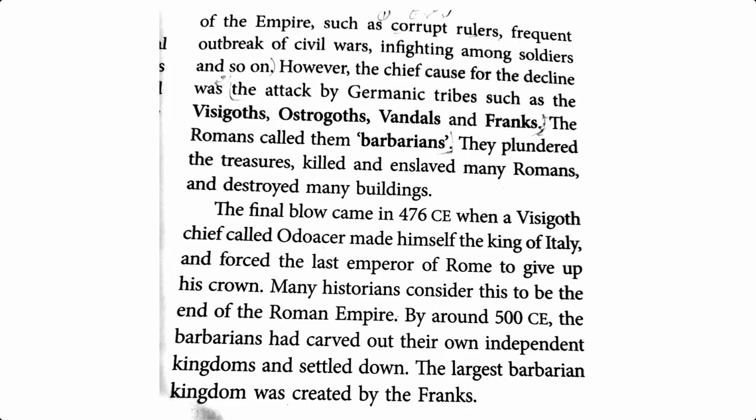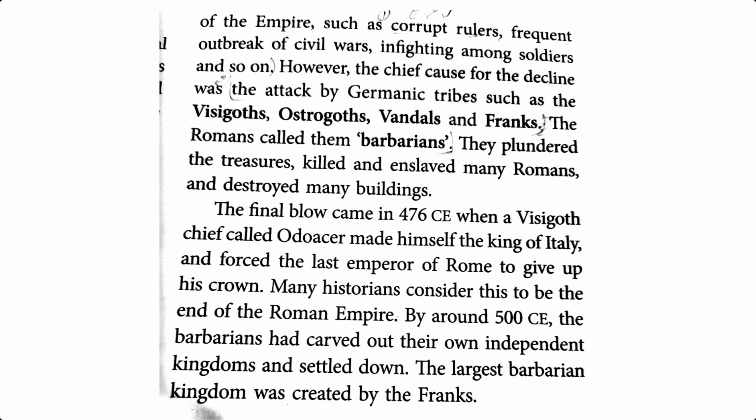So, from the next paragraph, the final blow came in 476 century when a Visigoth chief called Odoacer made himself the king of Italy and forced the last emperor of Rome to give up his crown. Many historians consider this to be the end of the Roman Empire. By around 500 century, the barbarians had carved out their own independent kingdoms and settled down. The largest barbarian kingdom was created by the Franks.